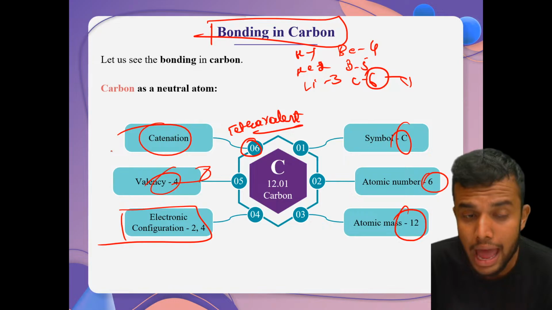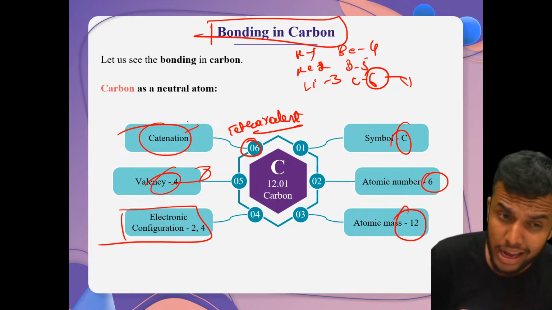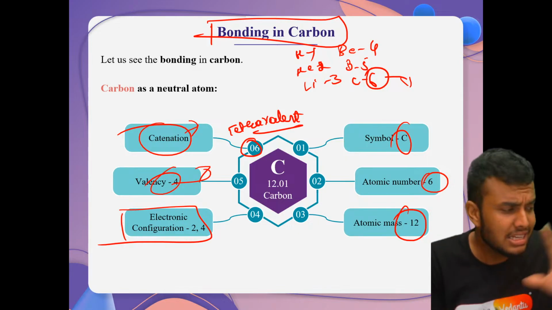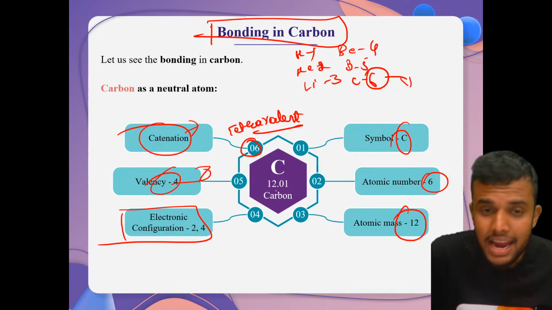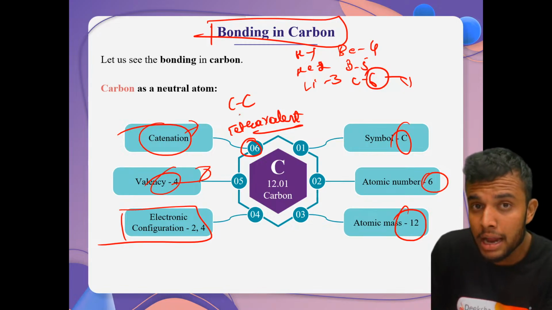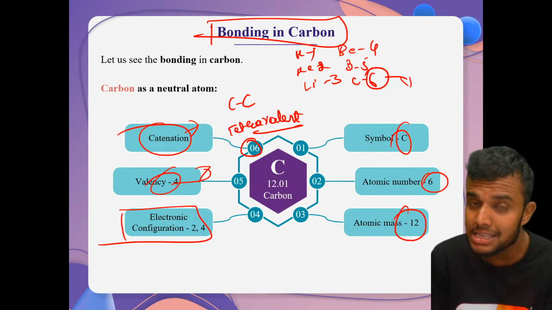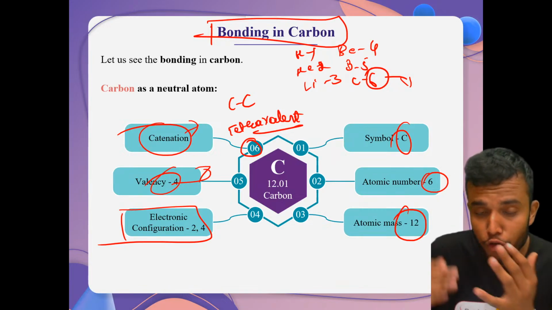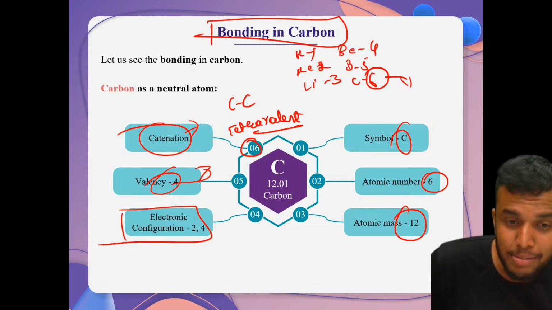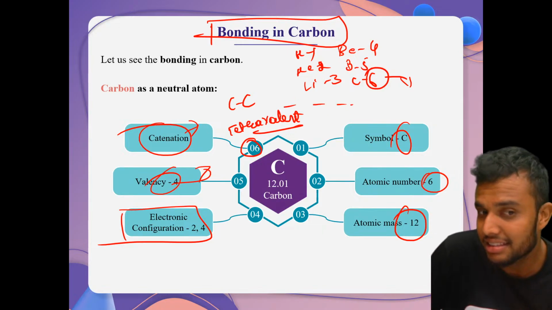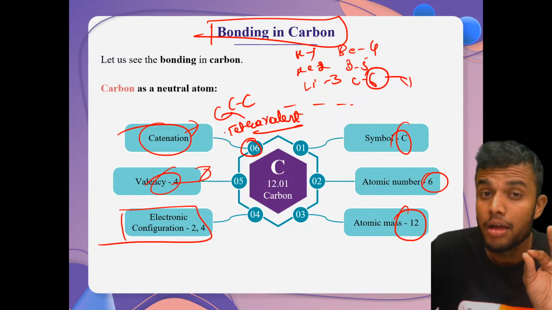And it also shows one extra character called catenation. What is catenation, my dear students? Very simple. Carbon has an extra property: it easily forms bonds with other carbon atoms, the same element. It also forms bonds with other elements, and with themselves, carbon, forming long chains. This property is called catenation.